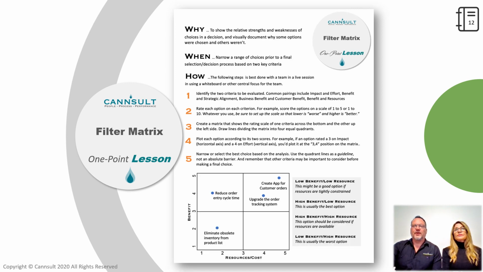Another good tool for prioritizing the potential causes is the filter matrix. This tool was also introduced in Yellow Belt, and here's your 1-point lesson on it. The team will need to identify the 2 main criteria. So for example, impact on the problem and resources or cost to gather the data might be the criteria for selecting which potential causes to focus on.